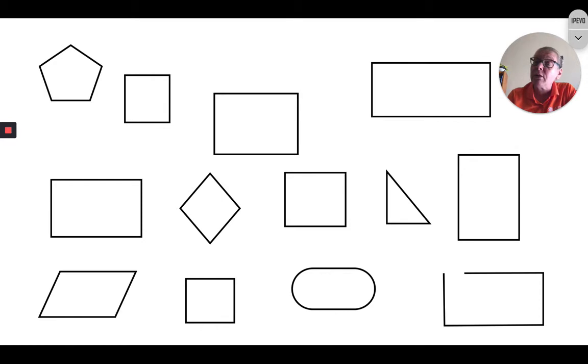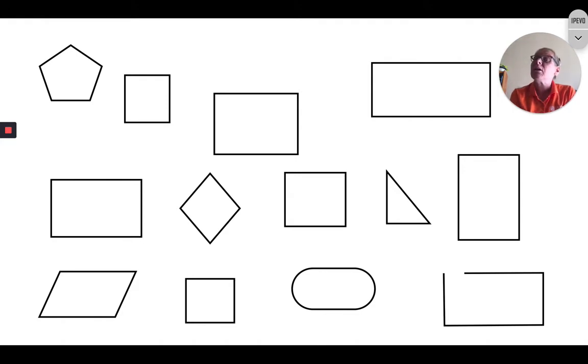Now squares are special rectangles, because in a square, all the sides are the same size. Yeah, they're the same size. Paper is not the same size, not unless I were to cut it. My phone, not the same size. They have to be the same size in order to be a square, okay?